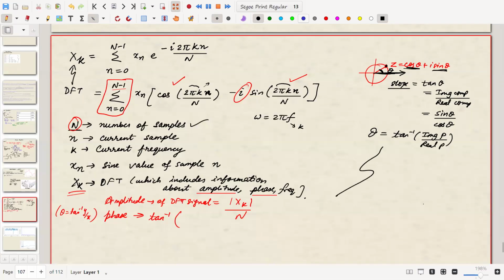So can we apply this concept here? Can we carry it over? So phase equals tan inverse of the imaginary component divided by the real component. So what's the imaginary component here? Yes, that's the remaining. So you will see what you are getting: sine of 2 pi k n divided by N, divided by cos. And you're getting tan again inside. So those tan and tan inverse, you can cancel off. So what are you getting finally?